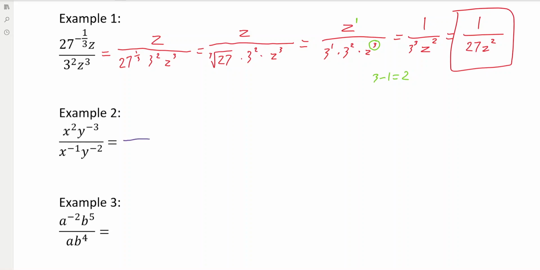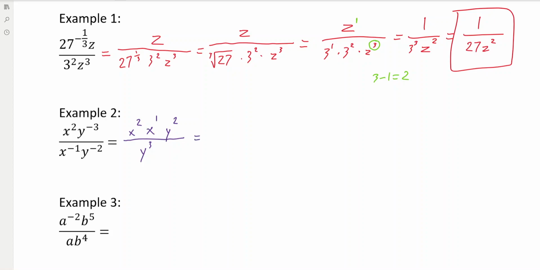So our first step is to flip to positive all of the negatives. So that one was already positive, so that'll stay where it is. The x to the negative 1 will flip to the positive 1 on top. The y to the negative 3 will flip to the bottom. Y to the positive 3. The y to the negative 2 will flip on top. Y to the 2. So anything that was negative will flip from top to bottom or bottom to top.